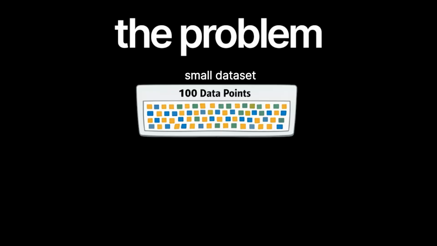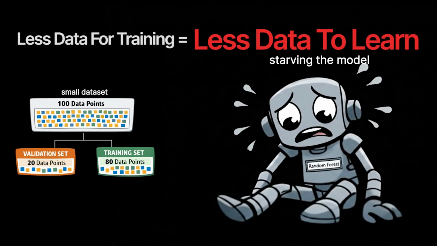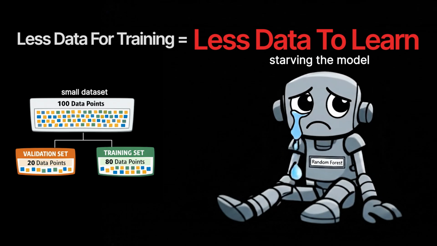If you have a small data set, carving out a separate validation set means that you're throwing away some of the data that the model could have used to learn. You're starving your model so that you can test it.